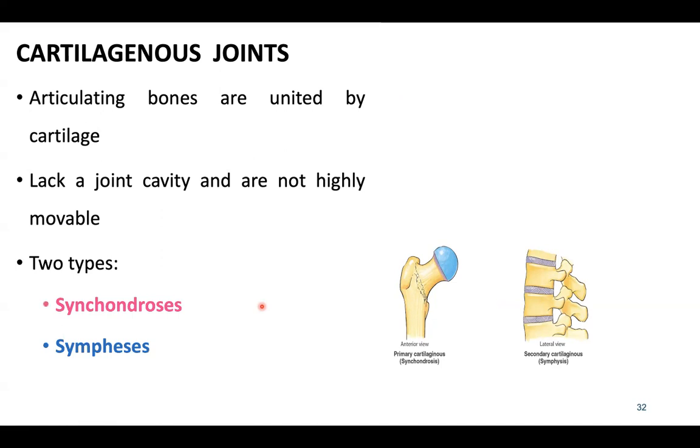Normally, we have three types of cartilage: hyaline cartilage, elastic cartilage, and fibrocartilage. But elastic cartilage is not involved in joints. If the bones are attached by hyaline cartilage, the joint is known as synchondrosis. If the bones are attached by fibrocartilage, the joint is known as symphysis.